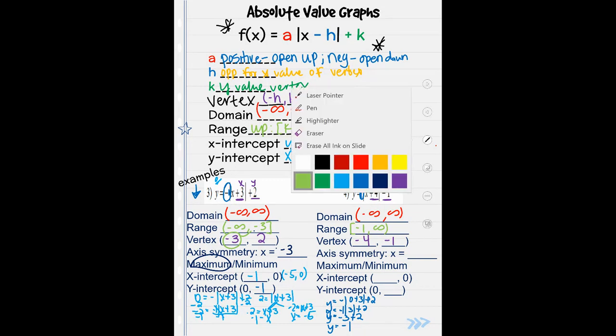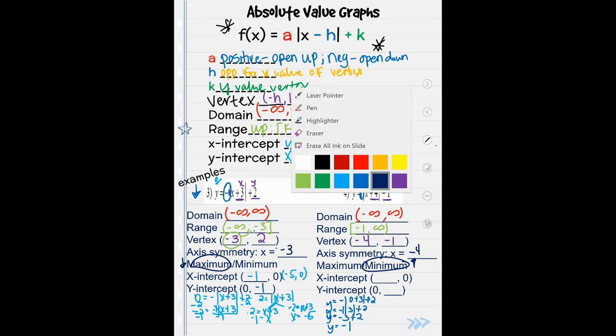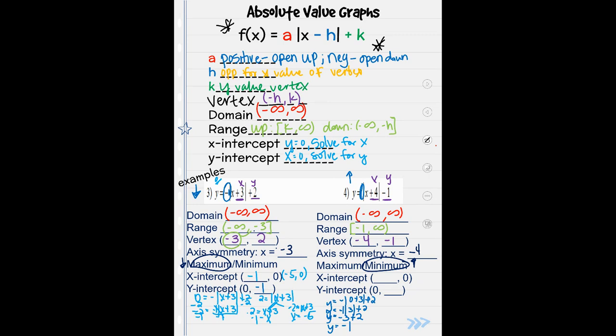Axis of symmetry is x equals -4. And this time we're going to have a minimum because it's opening up. Remember, opening up, we're going to have a minimum. When we're opening down, we're going to have a maximum. I'm not going to go through all of the math, but if you have questions on how I got these numbers down here, then you need to ask me. Jump on Zoom, email me, ask me in class, wherever you are, ask me how I got these intercepts because you need to know, you will be tested over it. And that is all we're going to do with absolute value graphs now. We'll do something a little bit different later on.